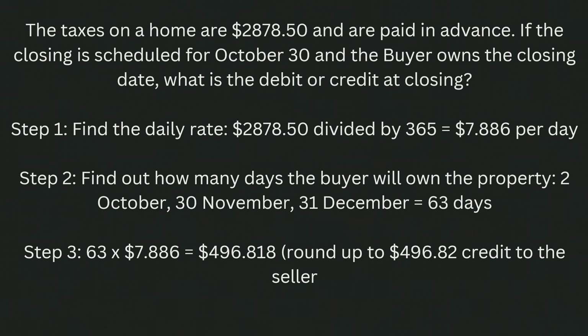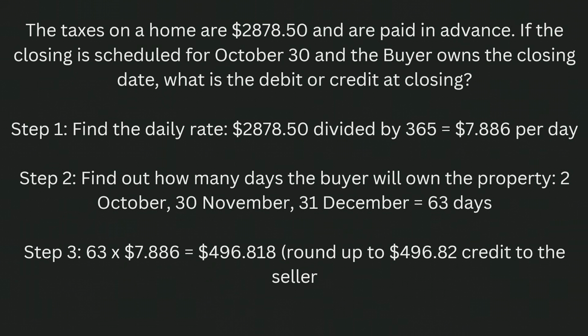Okay, let's take a look at the solution to that math question. The taxes on a home are $2,878.50 and are paid in advance, which means we paid it up front, right? If the closing is scheduled for October 30th and the buyer owns the closing date, that means they are responsible for the closing date. Whatever is owed for the taxes, they're responsible for. Then what is the debit or credit at closing? So how do we do this?